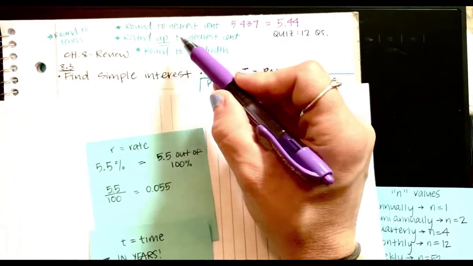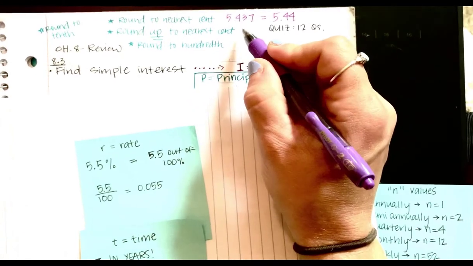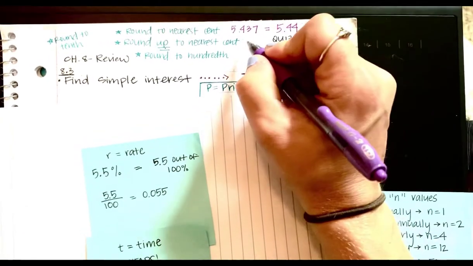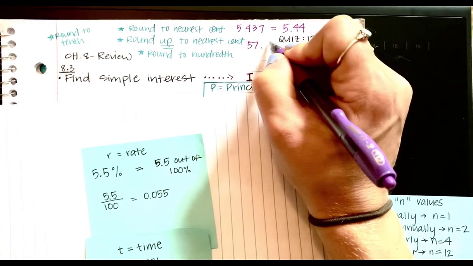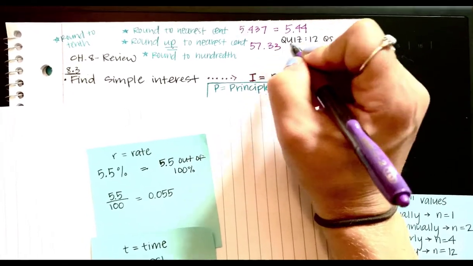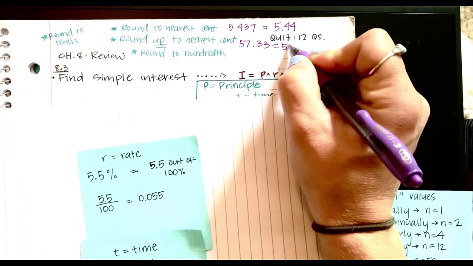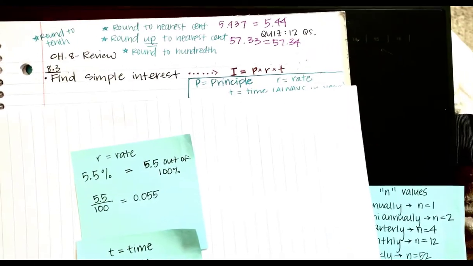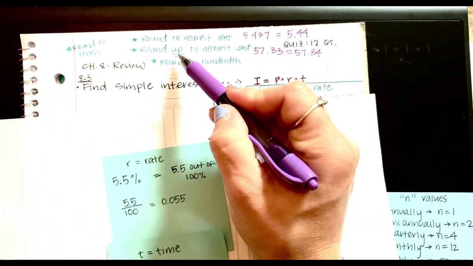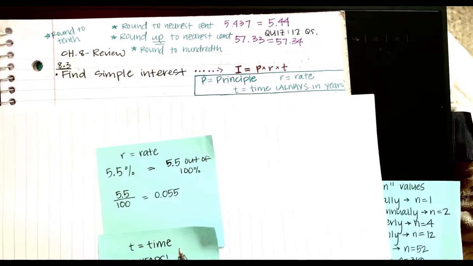Whenever they tell you to round up, you have to go up no matter what. So let's say that they give us like 57.33 and they tell you to round up. We have to go up. So it's going to be 57.34. So read your rounding directions. You will have rounding directions on every problem.